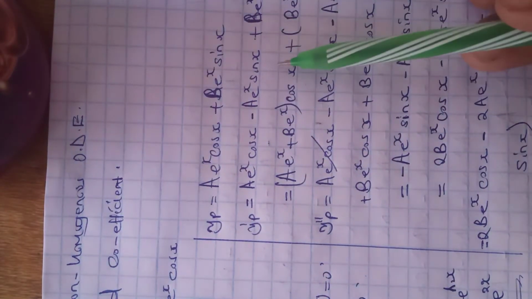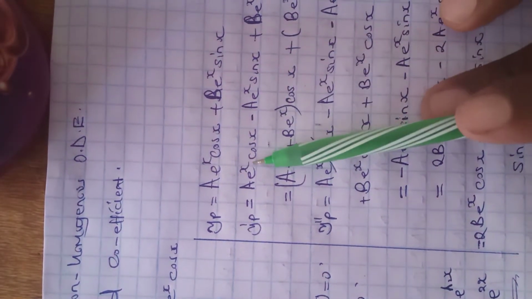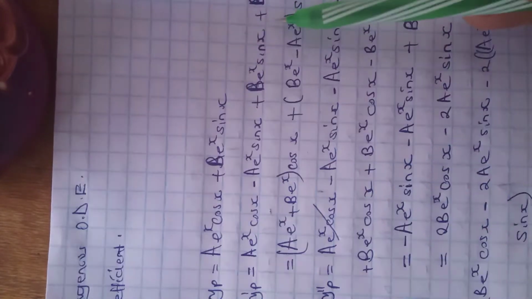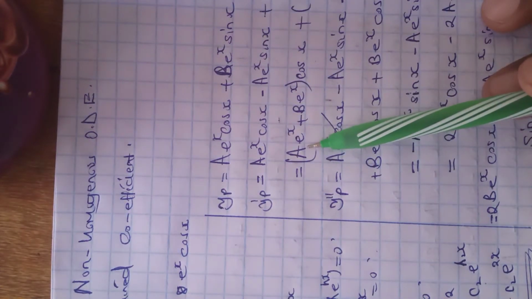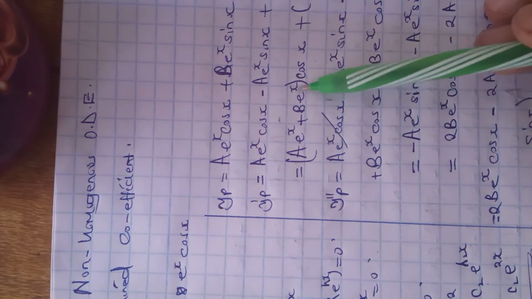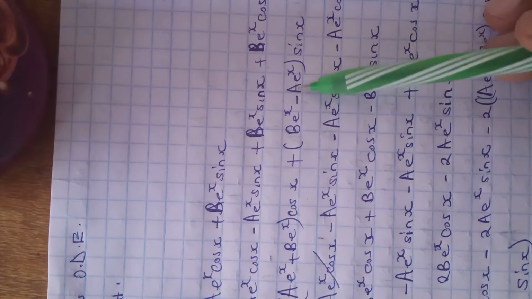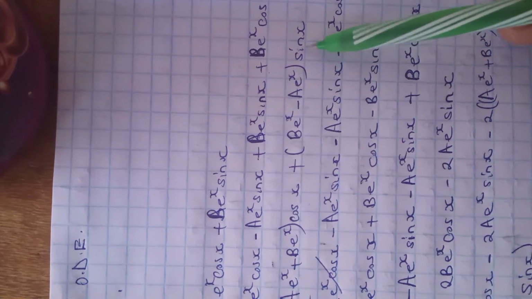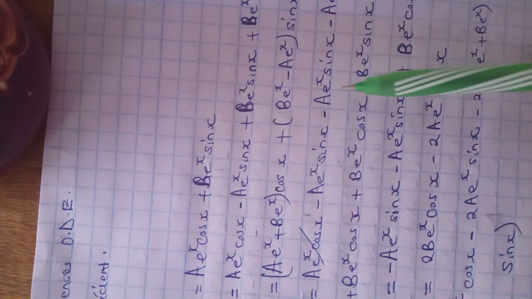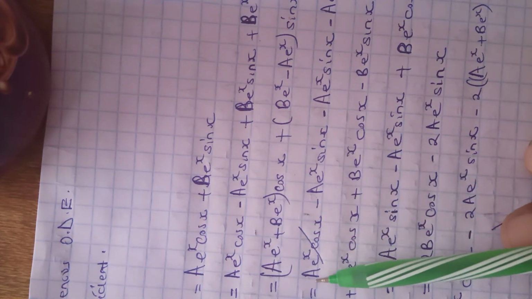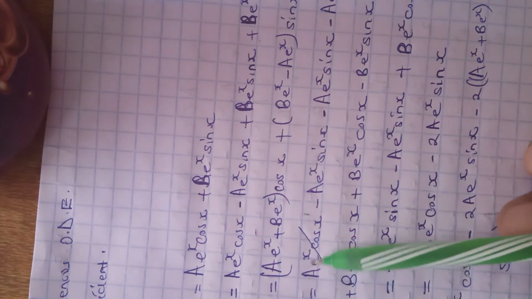Now we collect the like terms. We have cos and we have cos also over here, so we bring them together and we shall have the solution: (a e^x plus b e^x) cos x plus (b e^x minus a e^x) sin x. Now we proceed to differentiate it, the second derivative of y_p.